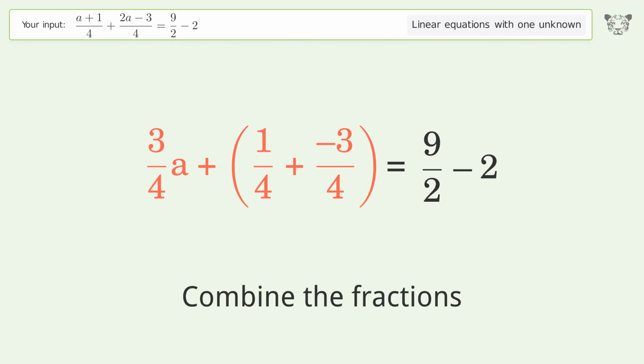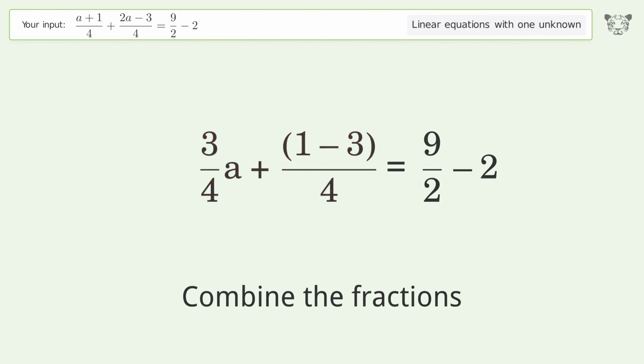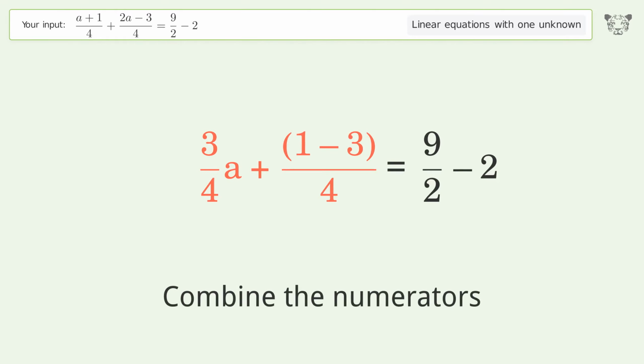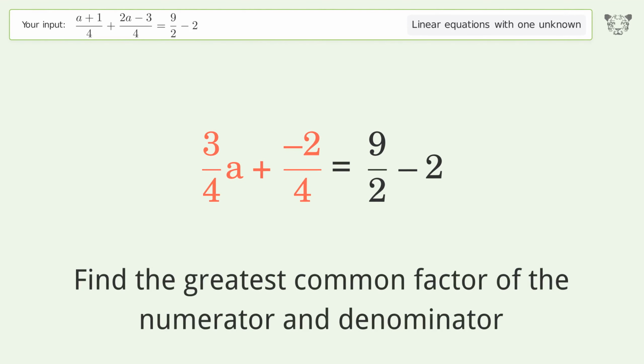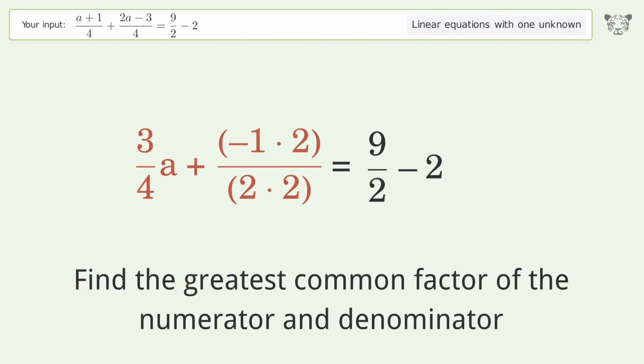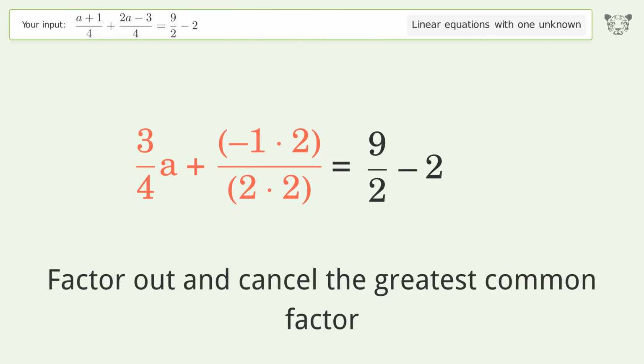Combine the fractions. Combine the numerators. Find the greatest common factor of the numerator and denominator. Factor out and cancel the greatest common factor.